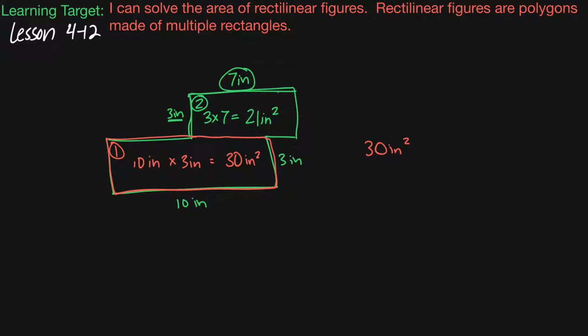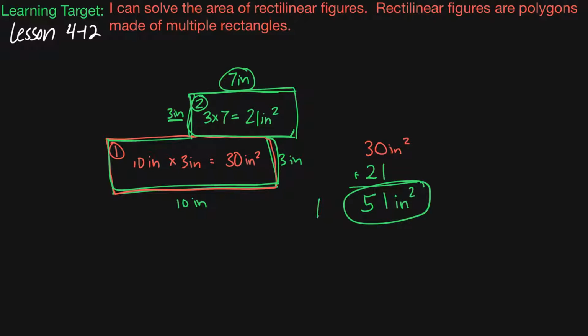So now I have my two areas. I need to combine the area from this figure with my area from this figure to get the total area of this rectilinear figure. So 30 plus 21. 1 plus 0 is 1. 3 plus 2 is 5. With our units, 51 inches squared is the total area for that rectilinear figure.